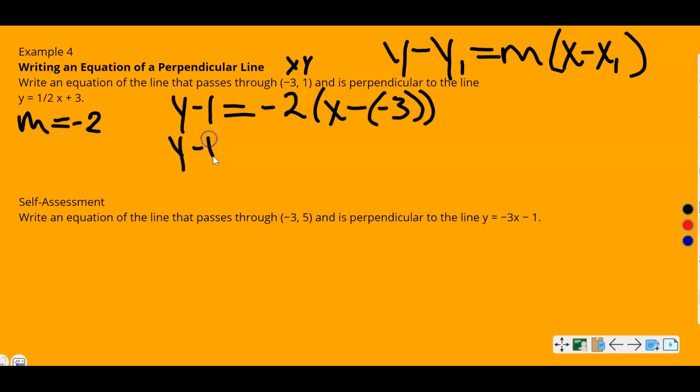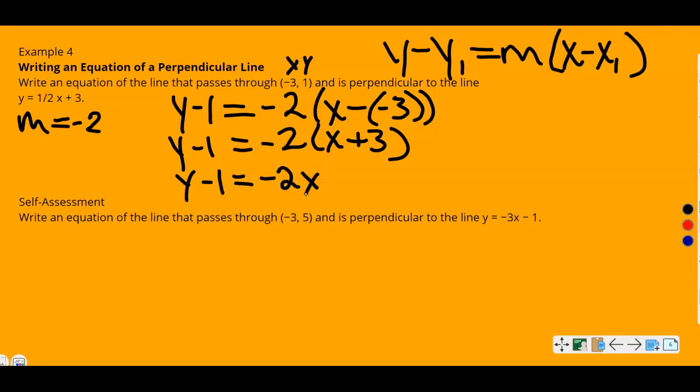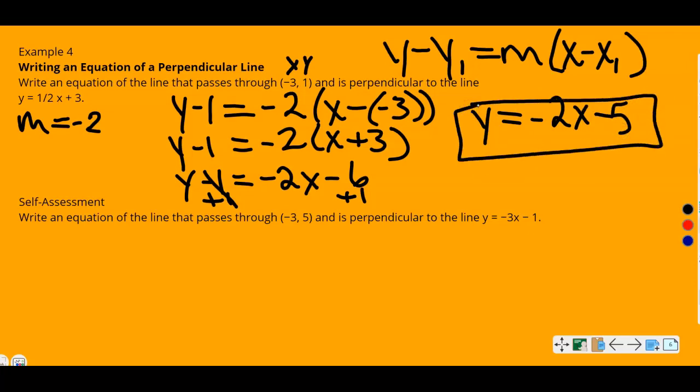All right, simplify or put it in slope-intercept form. So I'm going to have negative 2 times x plus 3. Remember, minus negative 3 is plus 3. And now I can distribute the negative 2. Negative 2 times x is negative 2x. Negative 2 times 3 is negative 6. Add 1 to both sides. y equals negative 2x. Negative 6 plus 1 is negative 5. So that is the best type of equation to write, but the point-slope equation would also work.